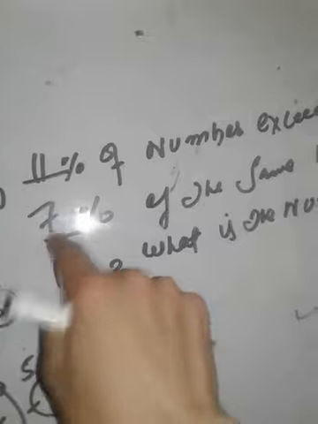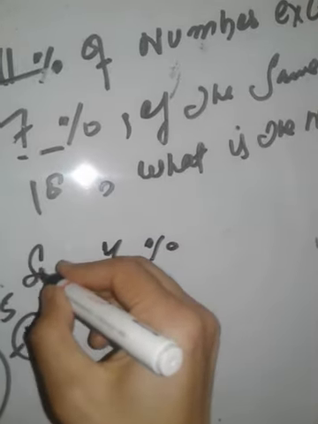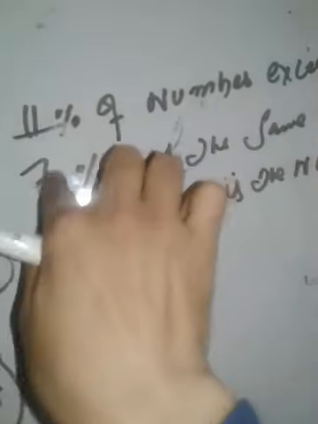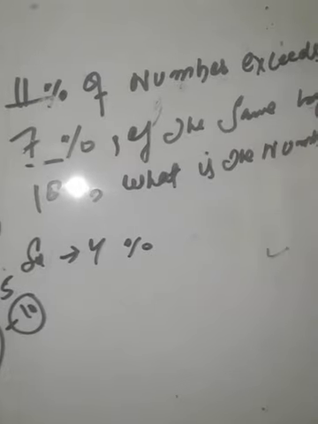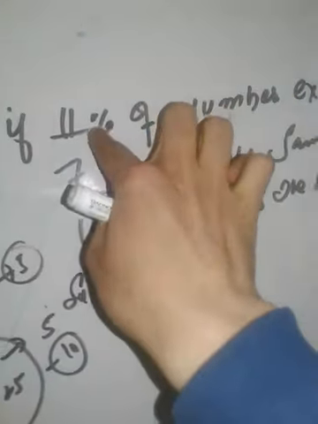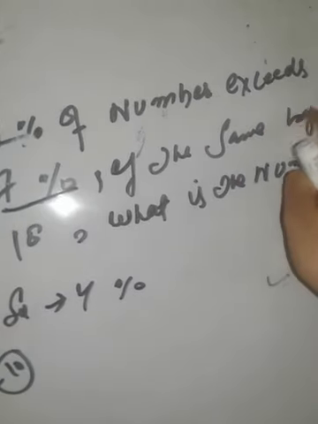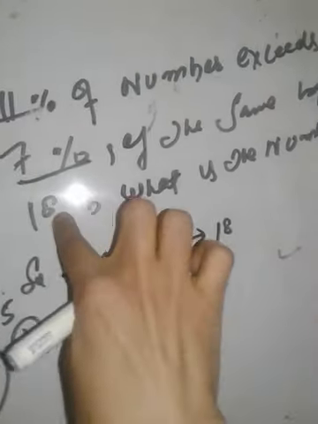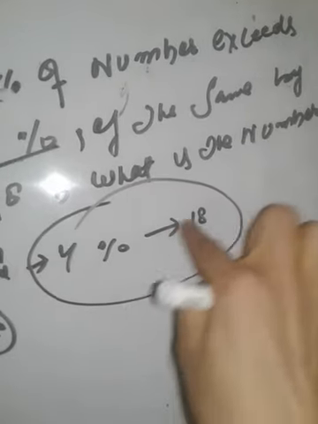11% of the number exceeds 7%. Take a look here. 11% exceeds 7%, of course. By how much? Simple. Use the same approach. 11 minus 7, that is 4%. Solution: 11% will exceed 7% by how much? By 4. Or you can look at it this way: 11 will exceed 7 by how much? By 4. In a similar fashion, 11% will exceed 7% by 4%. In actual value, the same exceeds by 18. That means 4% of that number is 18.